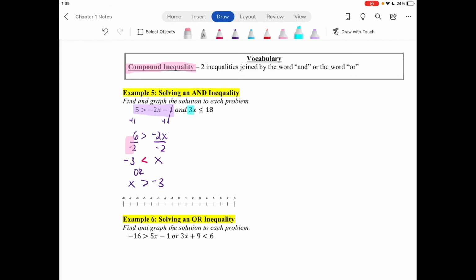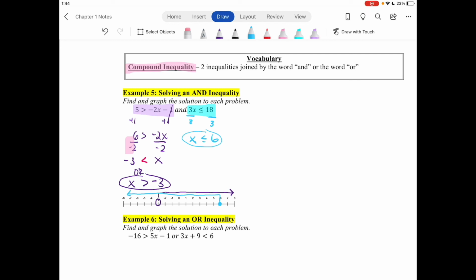Now, when we solve our second inequality, 3x is less than or equal to 18, we're going to divide both sides by 3. So x is less than or equal to +6. This leaves us now with our two solutions. And we need to graph both of them. Starting off with x is greater than -3, we're going to have an open circle on -3, and we'd be shading everything that comes above. Then, with x is less than or equal to 6, we're going to have that closed circle, and we'd be shading everything below.